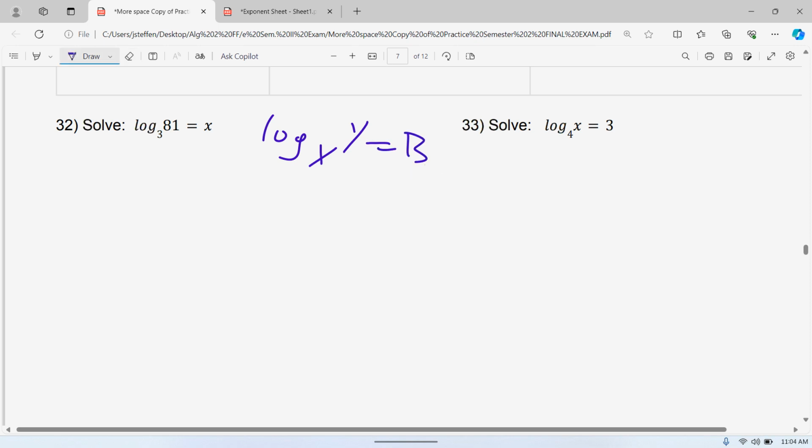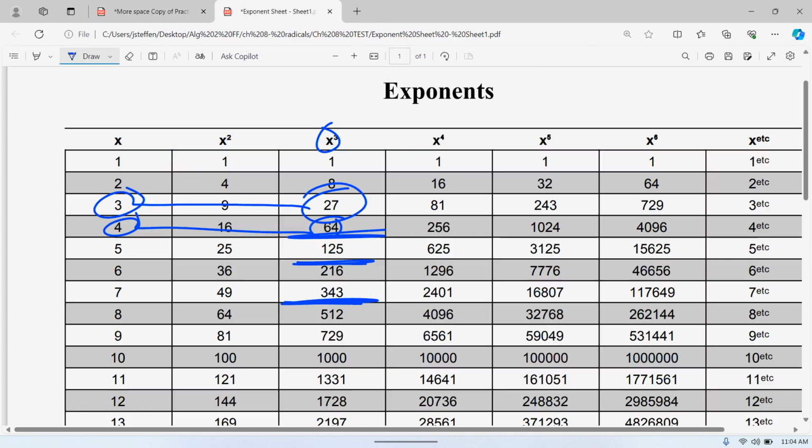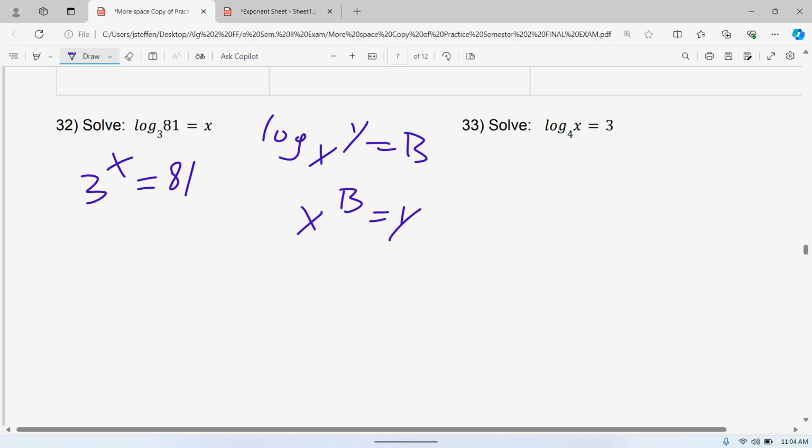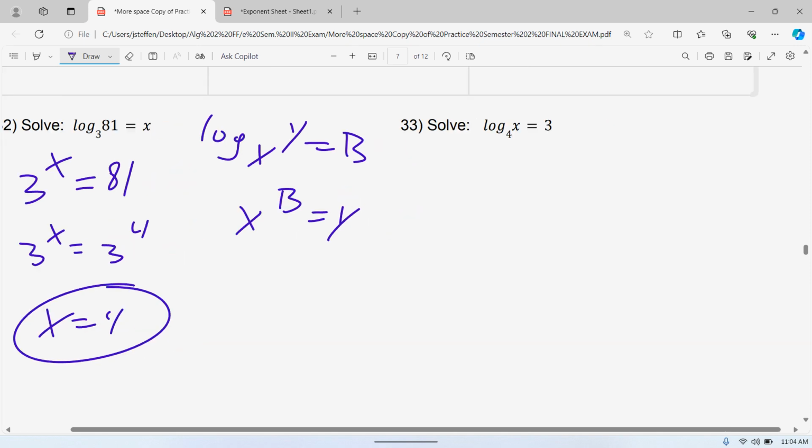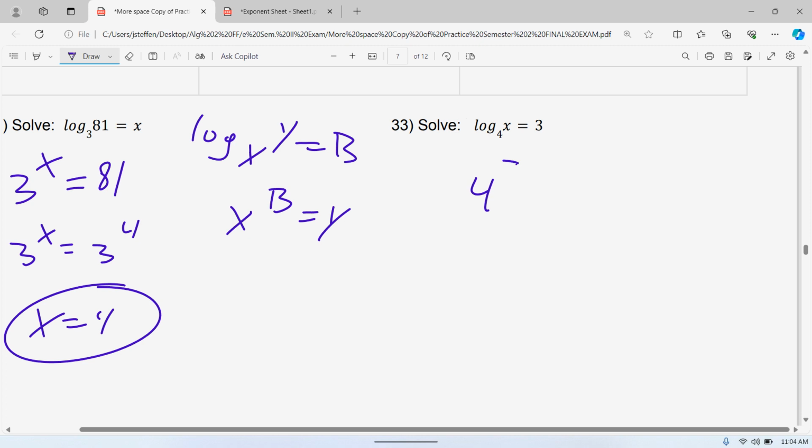But it is x raised to the b is equal to 5 when you put it in the exponent form. B raised to the x is equal to 5. Exponent sheet: 3 raised to what number is 81? So 3 is right here, 81 is right here, so it's 3 to the 4th. So x is equal to 4. I would use your exponent sheet.